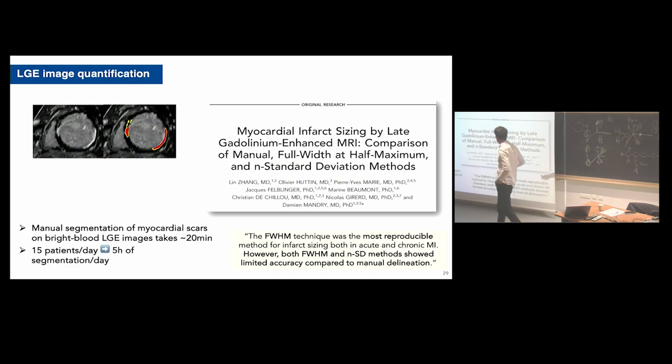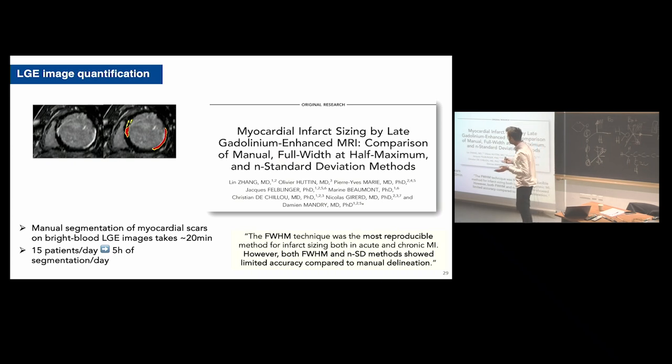And what's interesting is that in the conclusion, if I remember, they said that the full width at half maximum was the most reproducible, but the manual delineation was, at the end of the day, the best, right? So we have semi-automated tools available, but the manual segmentation performed by the radiologist still remains the state of the art. So that's what they do in practice.